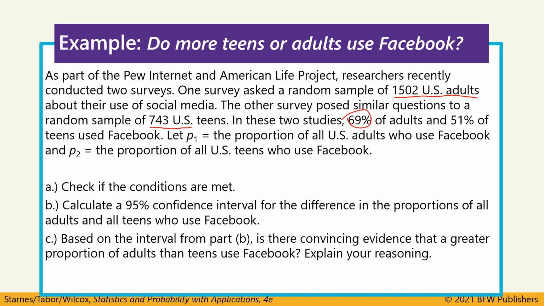Here we have our two p-hats. This is for the adults. This one is for the teens. And these estimate our population parameters. So we're going to say P1 is for the adults, P2 is for the teens. For these problems, when we define parameters, we'll be defining two different parameters.